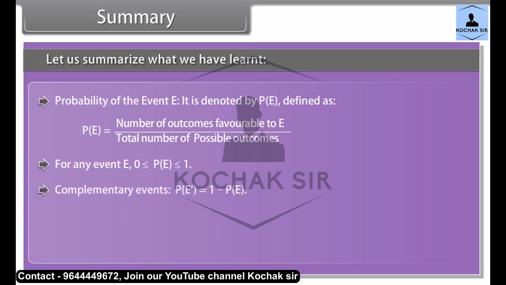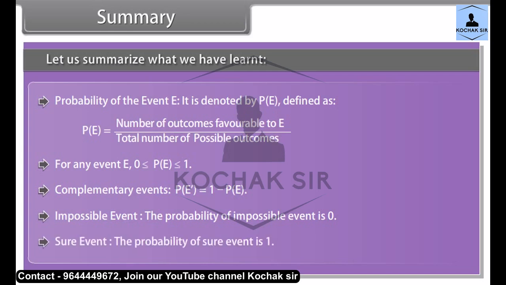Complementary events: probability of event not E is equal to 1 minus probability of event E. Impossible event: the probability of an impossible event is 0. Sure event: the probability of a sure event is 1.